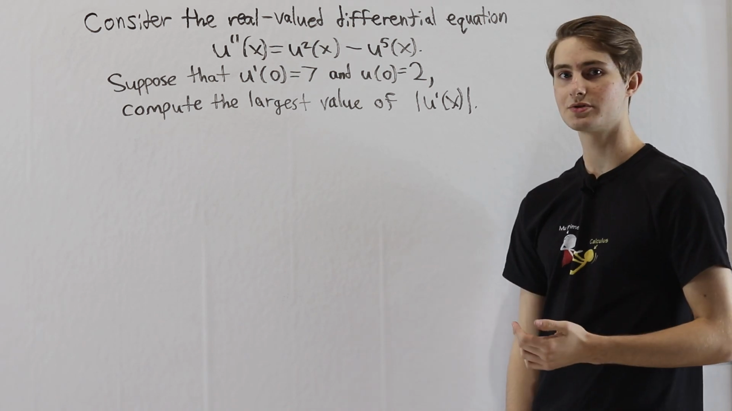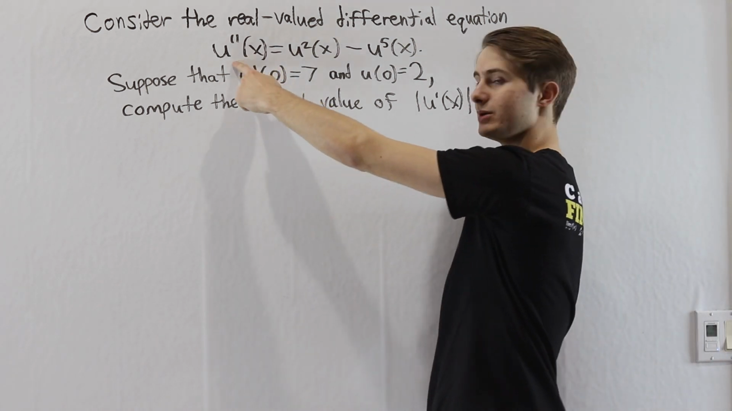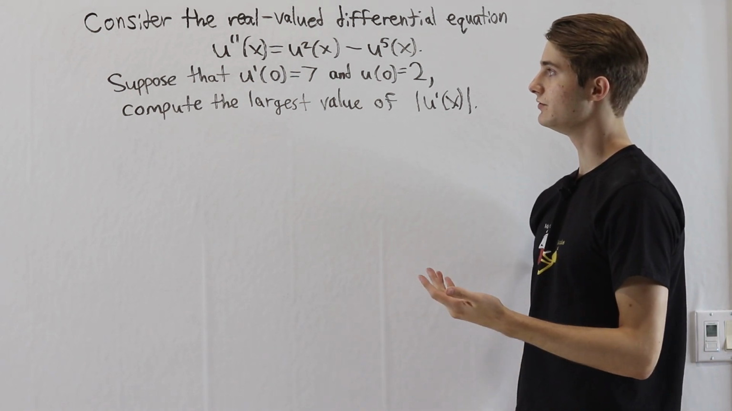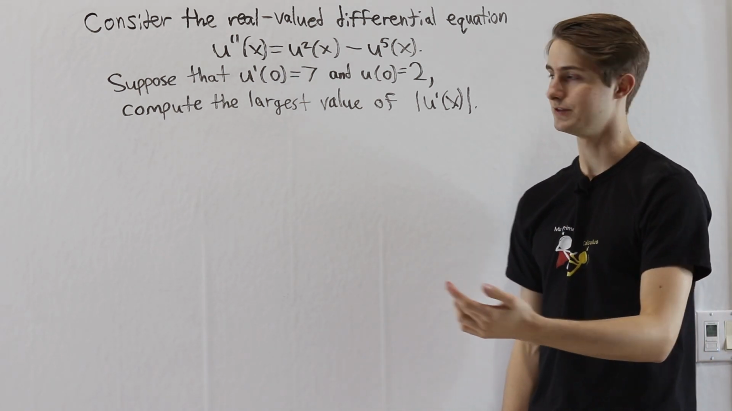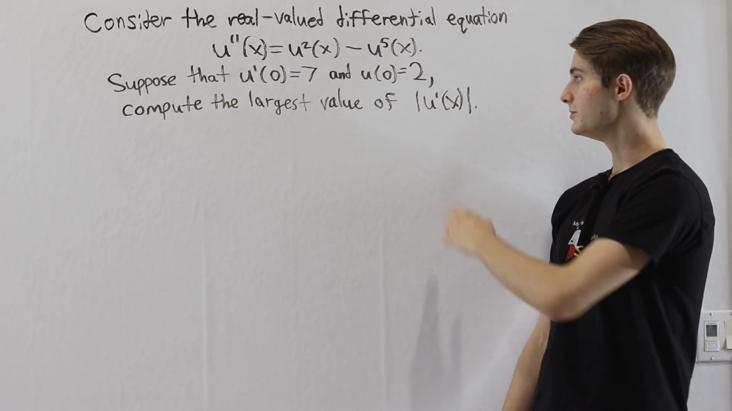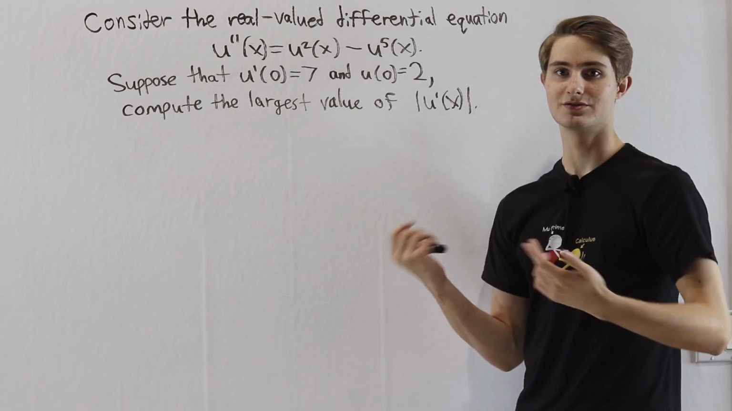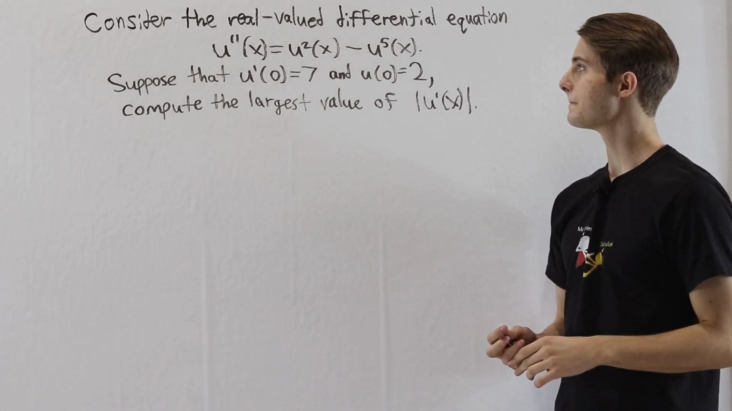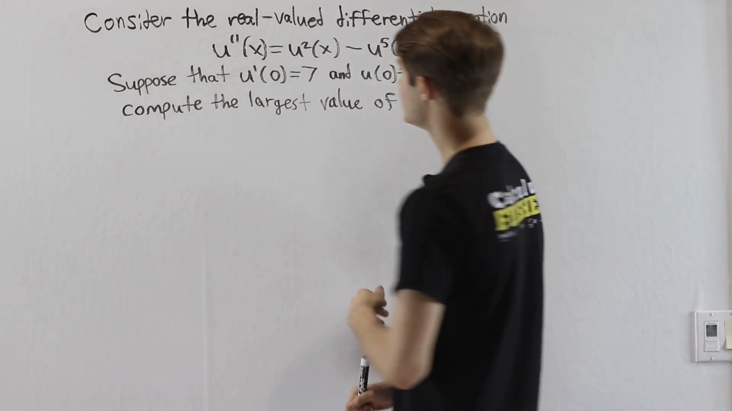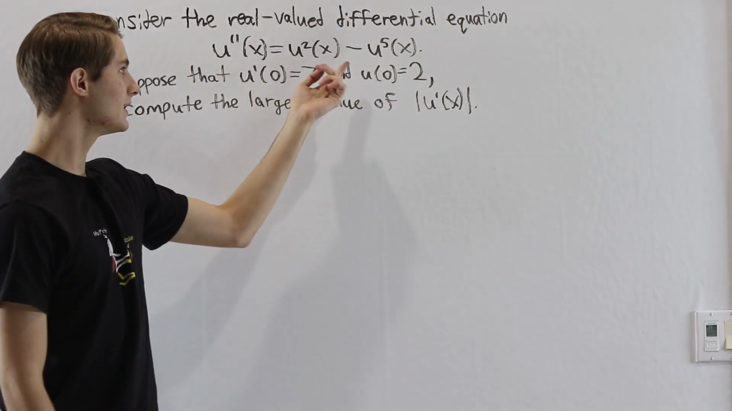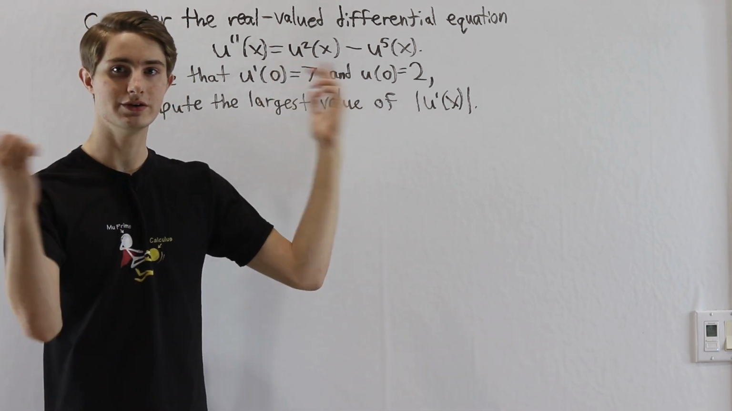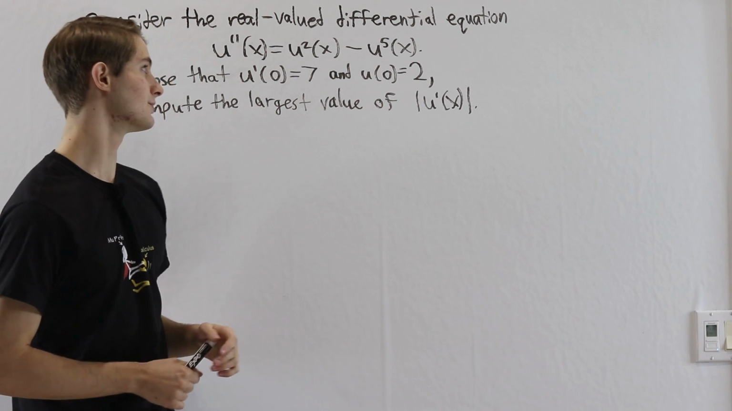Now if we want to find u prime, notice we already have a u double prime of x on the left side here. It would be really nice if we could just integrate. If we integrated u double prime, that would give us u prime, and then we would be able to figure out what is the biggest value that u prime can be. However, right now we can't really integrate this equation, and the reason for that is we have a u squared minus u to the fifth. We can't integrate u squared because we don't know what u is, so there's no way to do that integral.